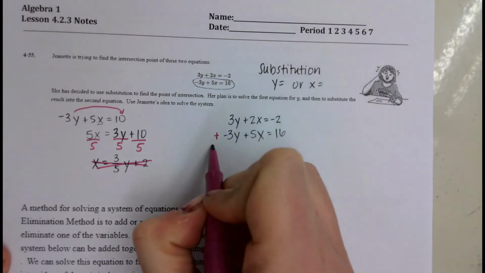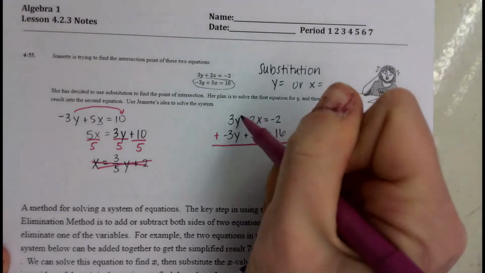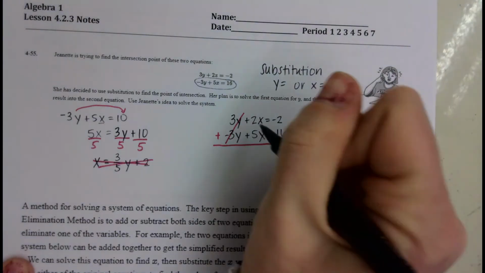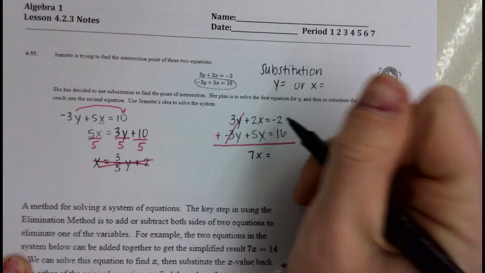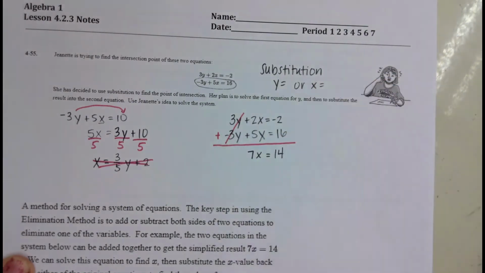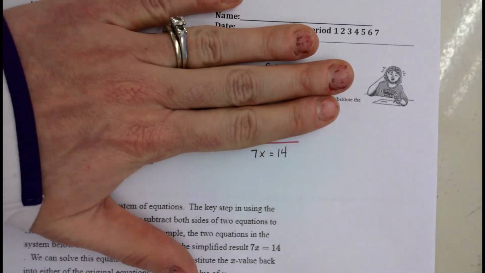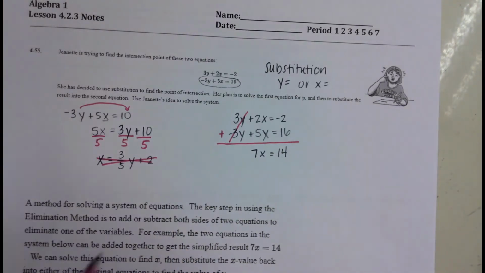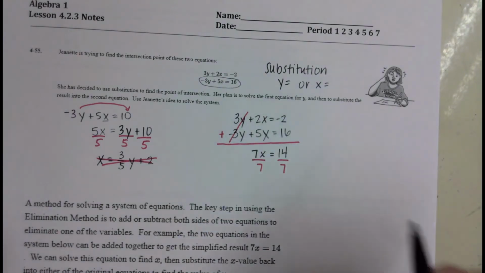So we can add these things right down. These would cancel each other out. When I add 2 and 5, I get 7x. And when I add 6 and negative 2, I get 14. Notice when I add those two things straight down, I get just 7x equals 14, which everyone in this classroom knows how to solve. You know that to get x by itself, I divide by 7 and divide by 7. Therefore, I get x equals 2.